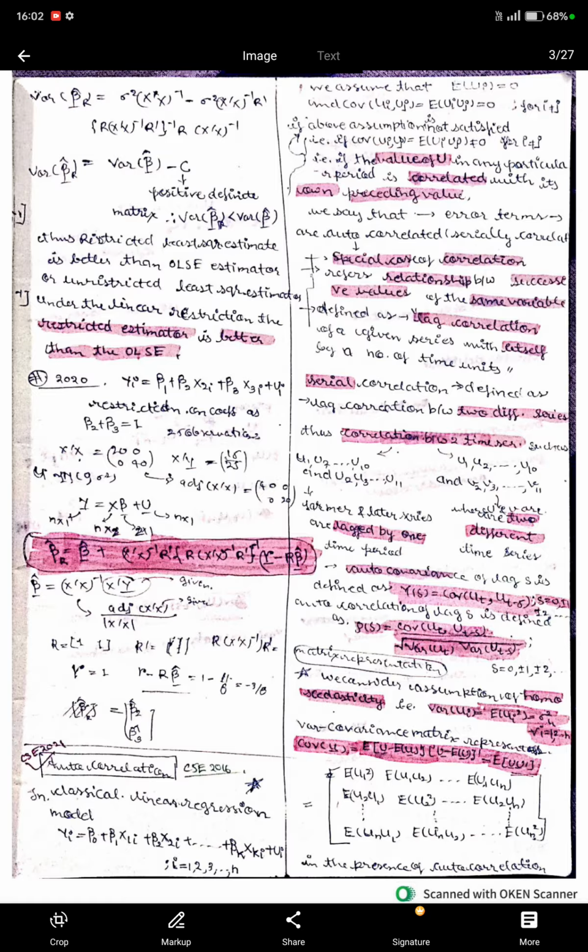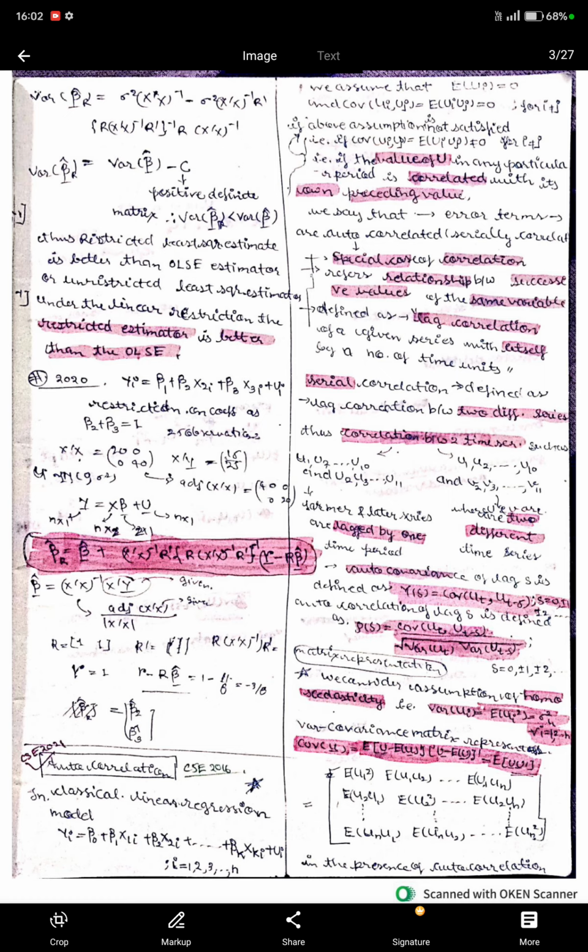So Y equals to X beta plus U, where Y is n cross 1 matrix. Since 25 observations, then Y is 25 cross 1 matrix and X is 25 cross 2 matrix, and beta is 3 cross 1 matrix, and U is a column matrix of order 25 cross 1.